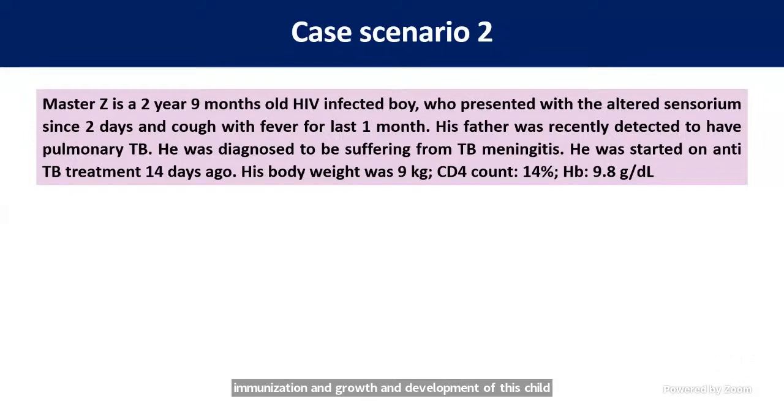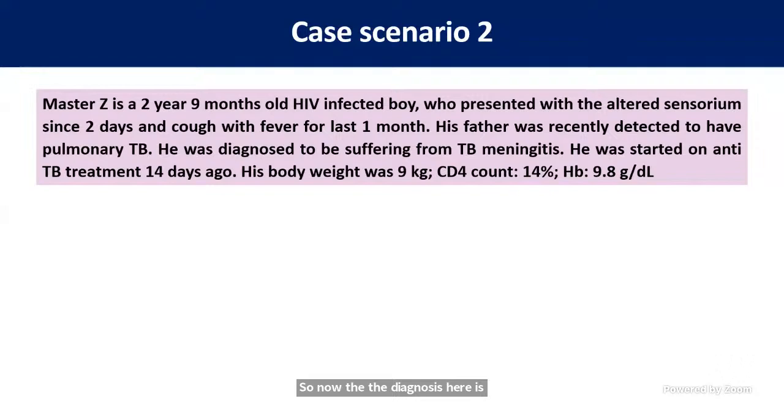Another case scenario where we have a 2-year, 9-month-old HIV infected boy, Master Z, who presented with an altered sensorium since 2 days, along with cough with fever from last 1 month. So here we have a child with a prolonged fever and cough, and now all of a sudden he has developed altered sensorium. There is also history of contact with pulmonary TB. His father is having pulmonary TB. So now the diagnosis here is tubercular meningitis.